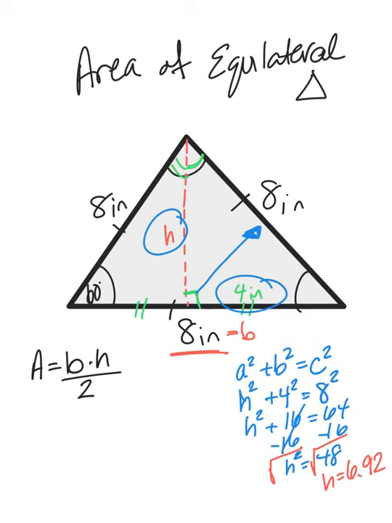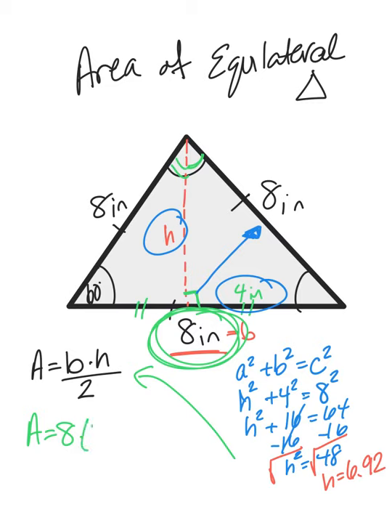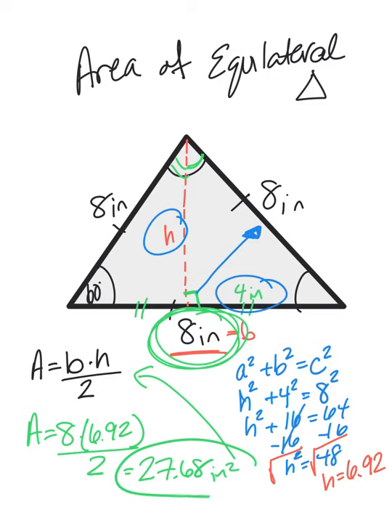Remember, our problem asks to figure out the area of the equilateral triangle. So now I'm going back over here. So area equals base. We knew the base. The base of the triangle, that right there, is 8 times my height. I now just figured out my height. It's 6.92 divided by 2. Plug that in my calculator. And I get 27.68 inches squared. And that is the area of an equilateral triangle.